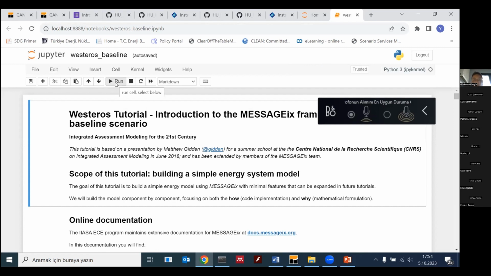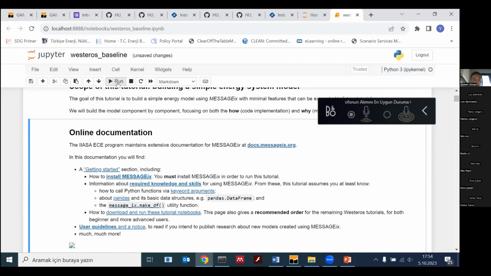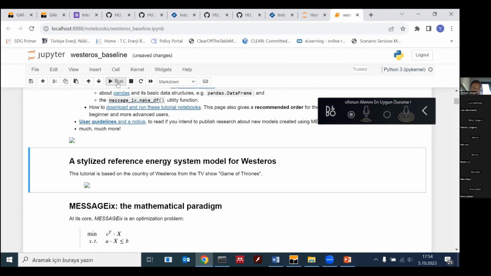And if you have used Jupyter Notebook before, or if you haven't, it's quite easy actually. You have cells which you run one by one, consecutively. And these cells are either code, Python code, or Markdown, which is text. You can also run the text. This MESSAGEix is open source software, and it has inline documentation.